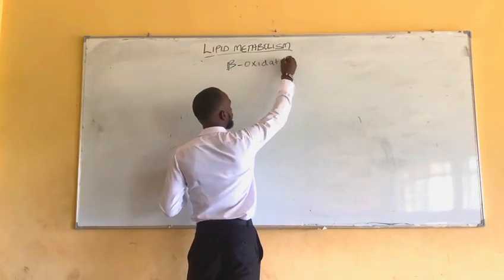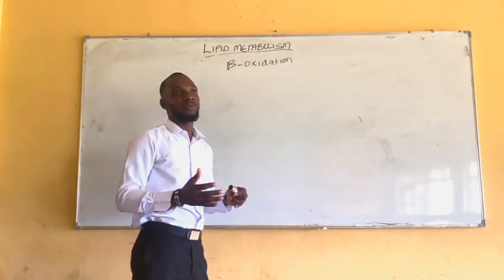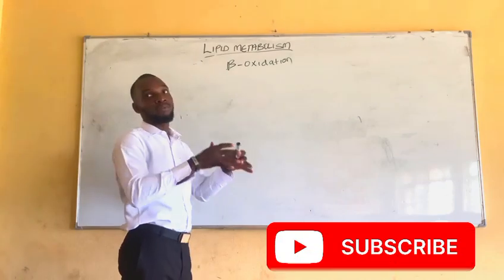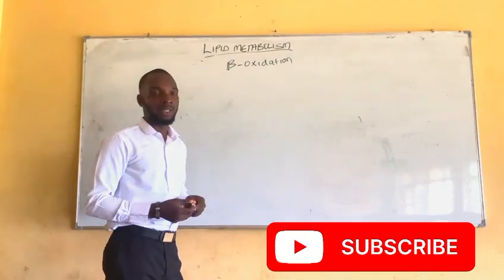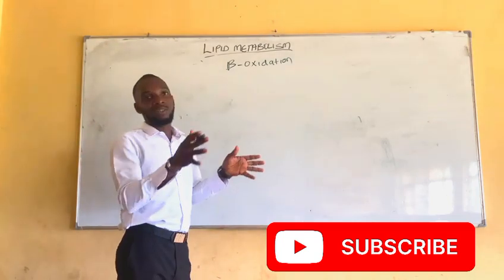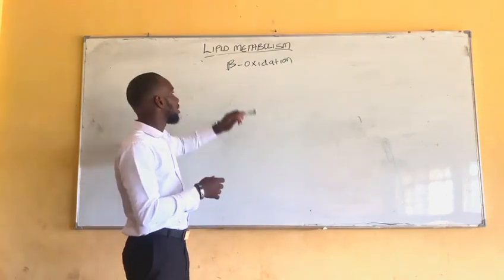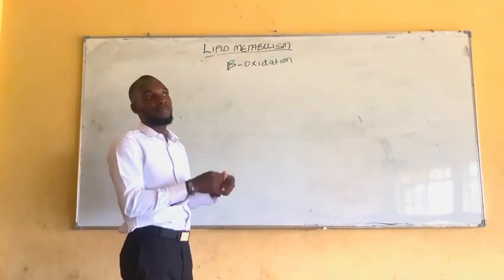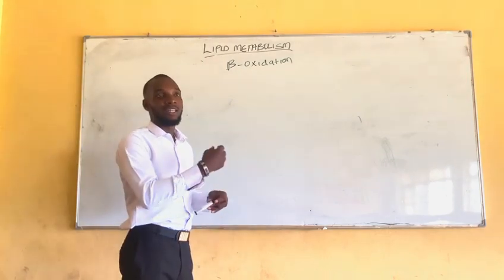Beta oxidation is a type of oxidation whereby fatty acids are broken down by the successive removal of two carbon units as acetyl-CoA. If you remember in the first video, I told you about breaking the oxidation or catabolism of fatty acid into acetyl-CoA. So that's what beta oxidation is about: the process by which two carbon units are removed from fatty acids as acetyl-CoA.